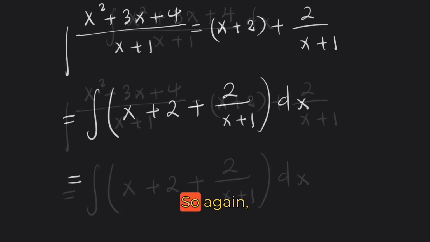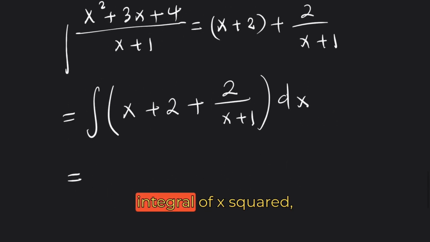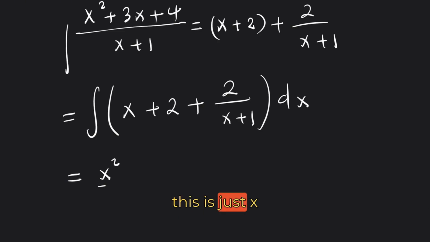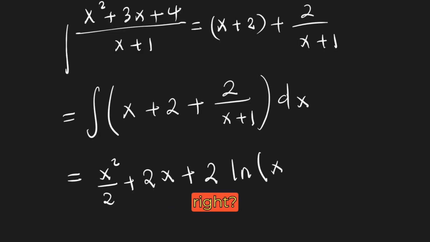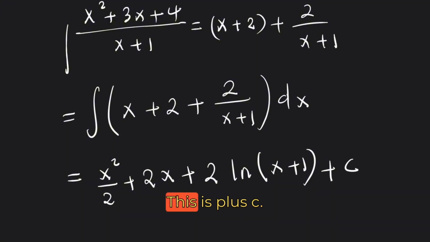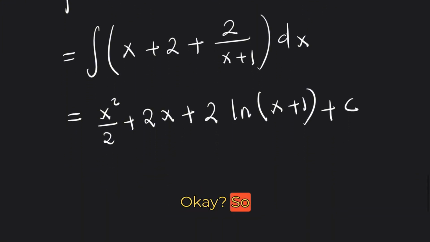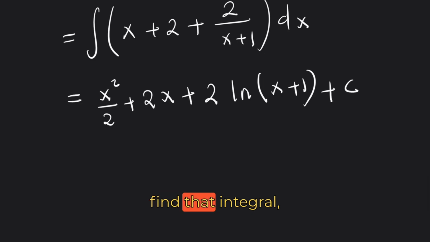Okay, so again, the integral of x is x squared over 2, then plus, this is 2x, then plus. So here we can just factor out the 2, and the integral of 1 over x plus 1 is just the natural log of x plus 1, plus c, okay? So remember how you find that integral. So this is the end, right?